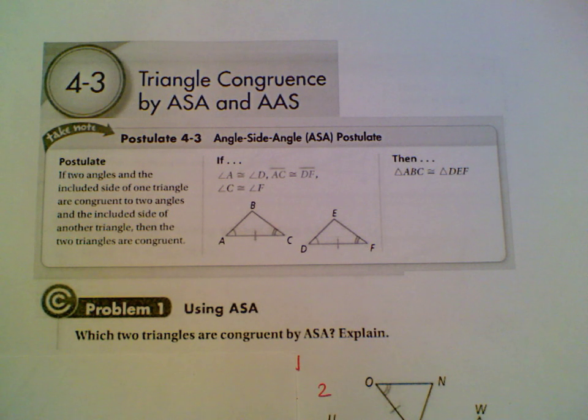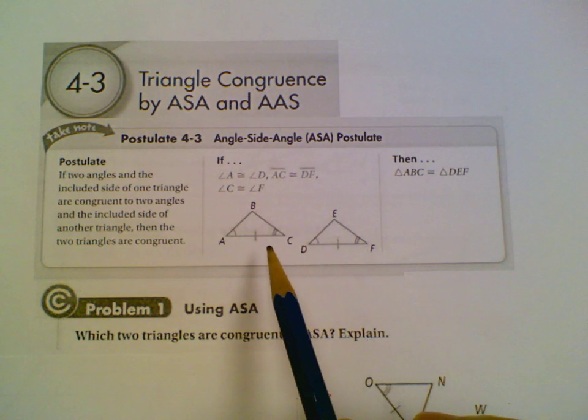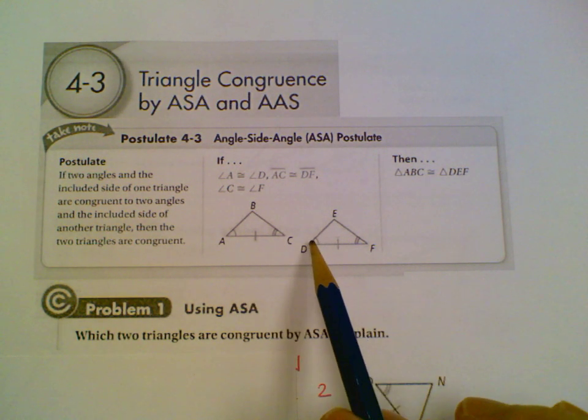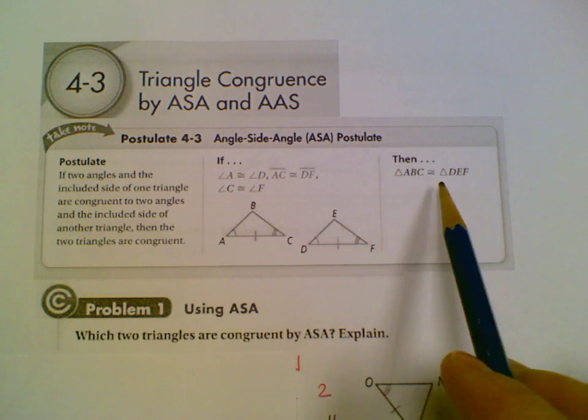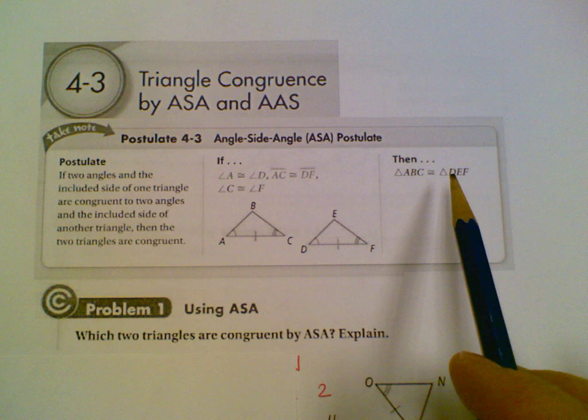Section 4.3 is showing triangles congruent by angle side angle or angle angle side. The first one we're going to use is postulate 4.3, which is called the angle side angle postulate. If you have two angles and the included side of one triangle congruent to two angles and the included side of another triangle, we can conclude that those triangles are congruent.